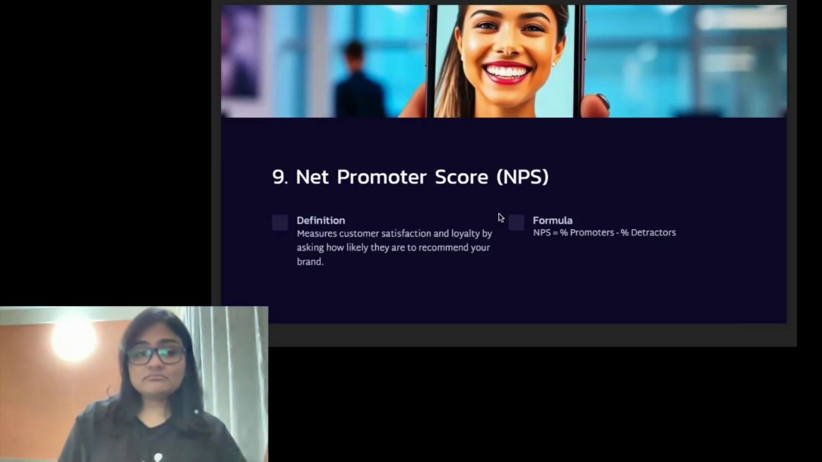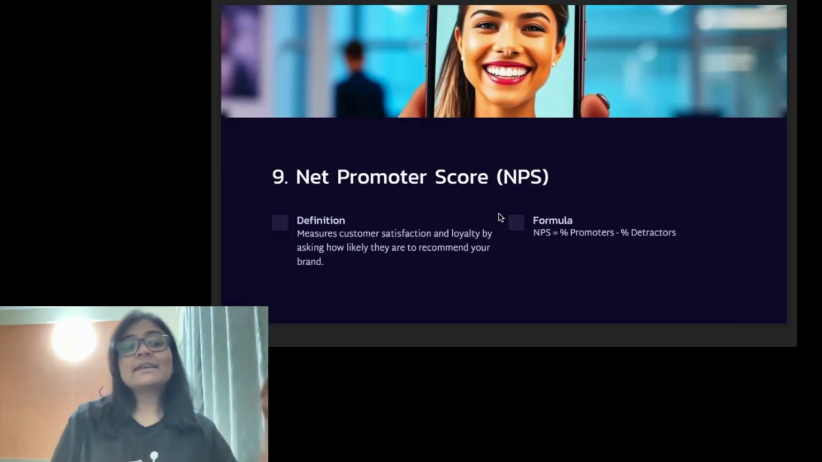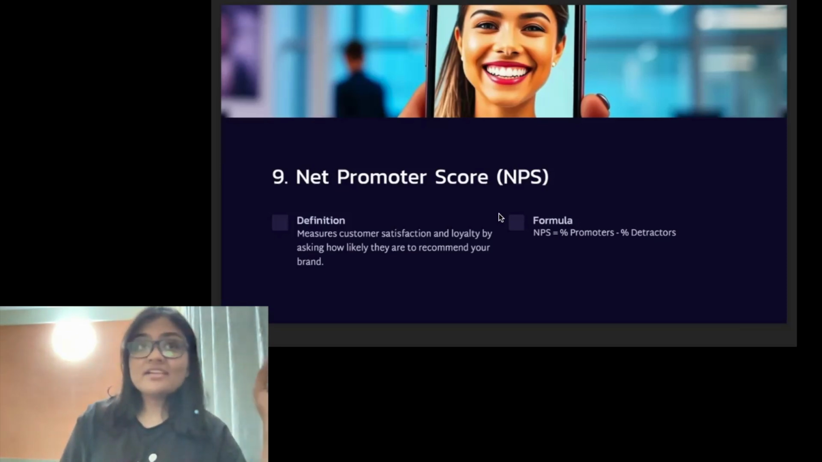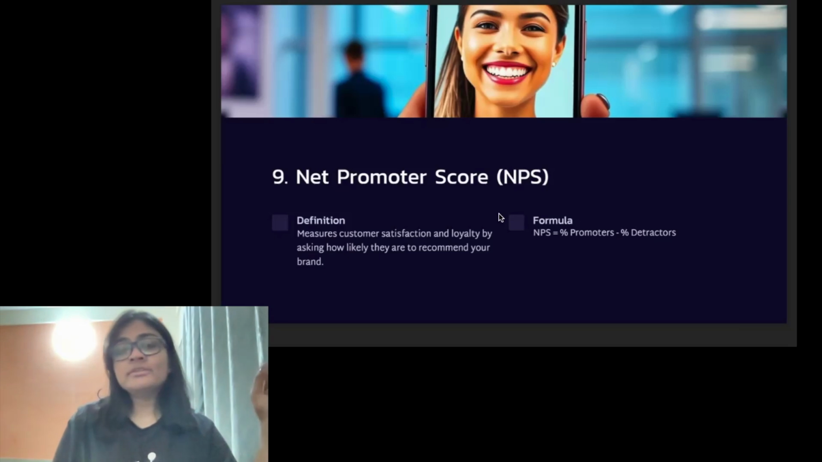These key digital marketing metrics are essential for tracking and optimizing your campaigns, your content, or your ads. Regularly monitoring and analyzing these metrics will help you make data-driven decisions to improve performance and achieve your marketing goals.